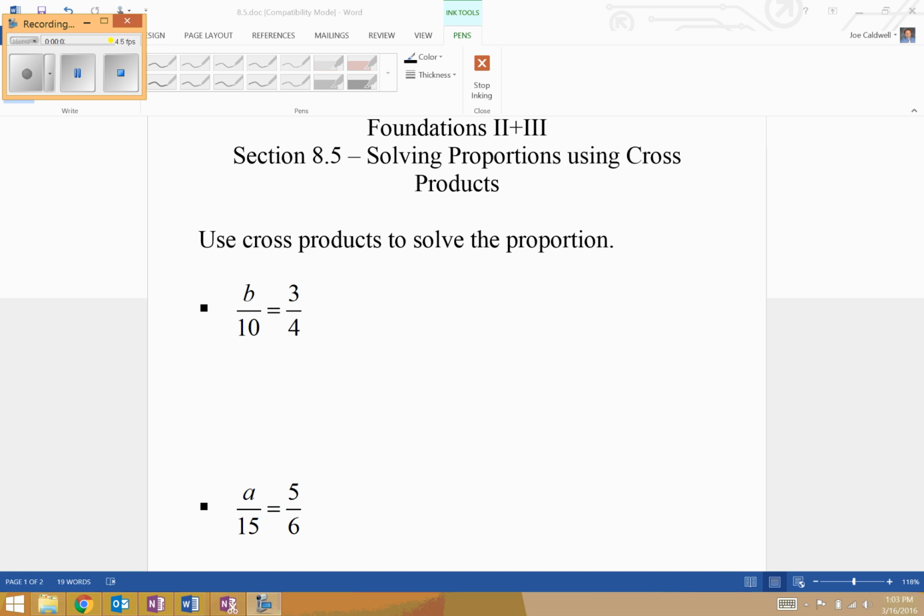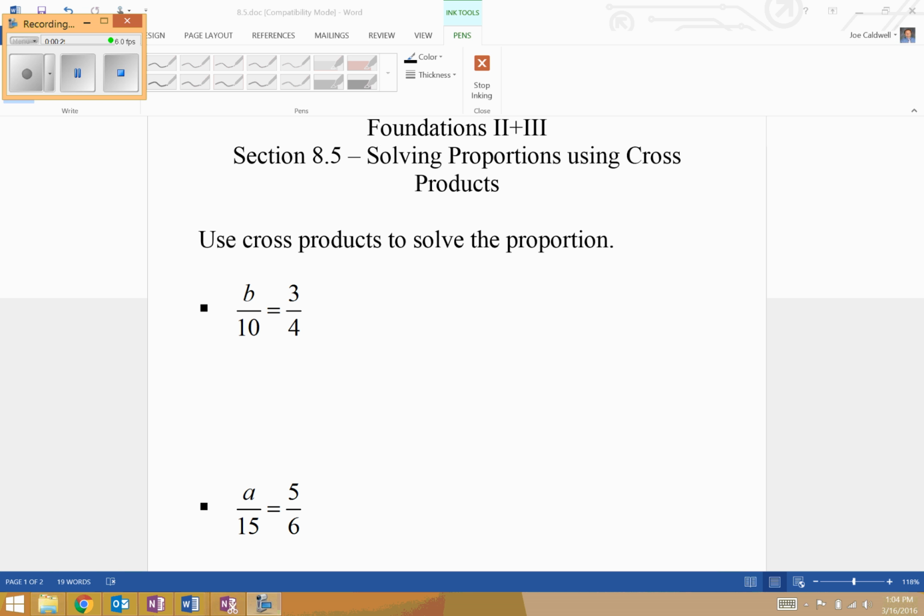All right, so 8.5 is still dealing with solving proportions like we did in 8.4, whereas in 8.4 we used equivalent fractions to try to find the missing link, or we used algebra by multiplying both sides by a certain number to solve for x. We're going to use what are called cross products to solve proportions here.